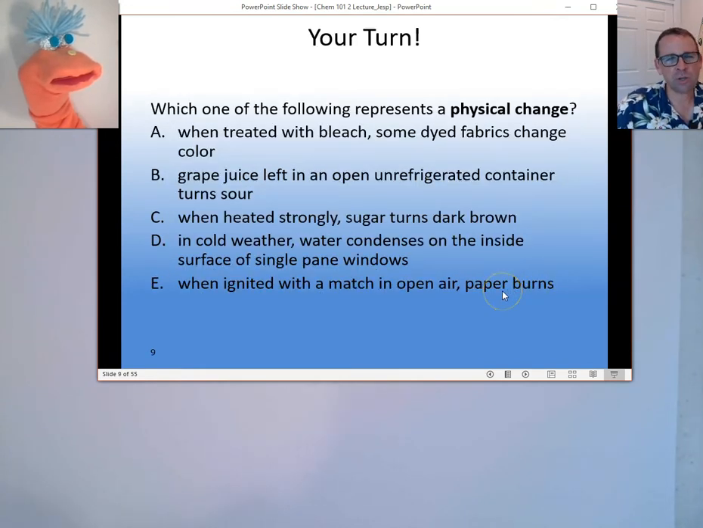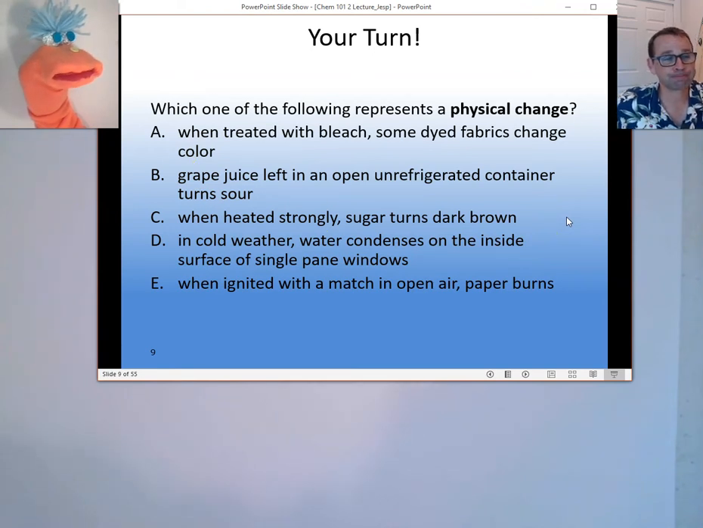All right, so let's see if you know anything about any of these 4 or 5 different scenarios and which one might be a chemical, which one is a physical change. I think bleach dyeing something is chemical. Grape juice going sour, that's like making alcohol, so that's chemical. Sugar turns brown, is that physical? Actually, that is chemical. When we oxidize sugar and make it taste a little bit different, that's a chemical change. Okay. And burning is chemical, so D must be the answer.